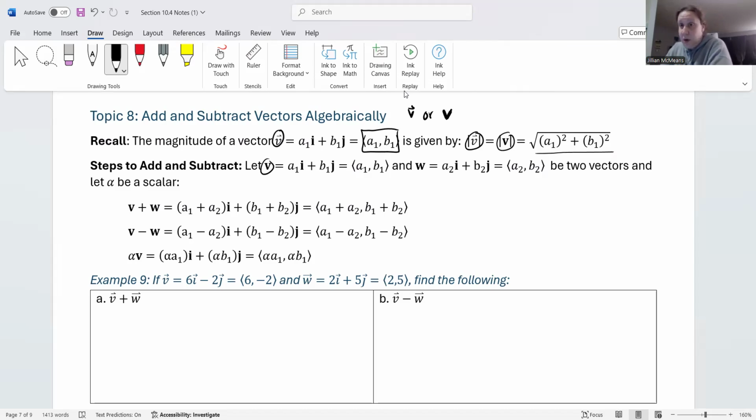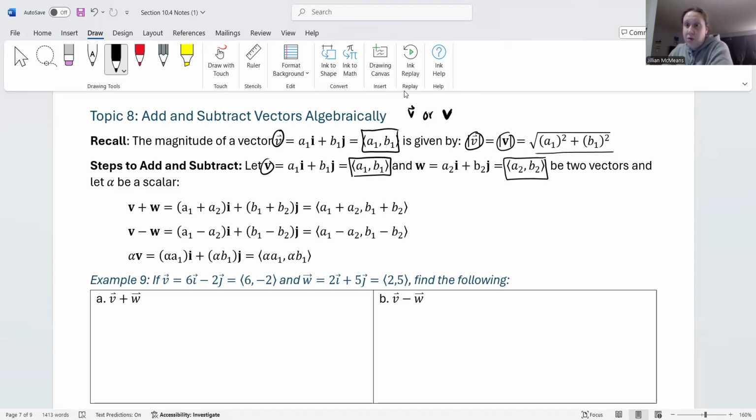So if you see that super heavy bold, it means it's a vector. If you see the little bars on top, it means it's a vector. There's no difference between those. Okay. So we're going to have vector v equals a sub 1 i plus b sub 1 times j. So remember, i and j are vectors. So that's going to be the position vector that we have right here, a sub 1, b sub 1, okay? And then we're going to say w is a sub 2 times vector i plus b sub 2 times vector j. It's going to be the position vector a sub 2, b sub 2, okay? So these are two vectors. We have the position vectors. They're a sub 1, b sub 1 and a sub 2, b sub 2, okay?